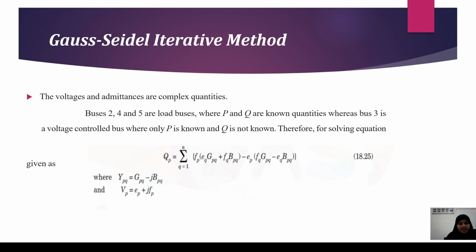So buses 2, 4 and 5 are load buses. P and Q will be known quantities, whereas bus 3 is a voltage control bus. P is known and Q is unknown here. Okay. So QP value we have found out, summation Q is equal to 1 to n FP EQ GPQ plus FQ BPQ minus EP FQ GPQ minus EQ BPQ. So YPQ and VP is what here? YPQ is GPQ minus JBPQ and VP is EP plus JFP.